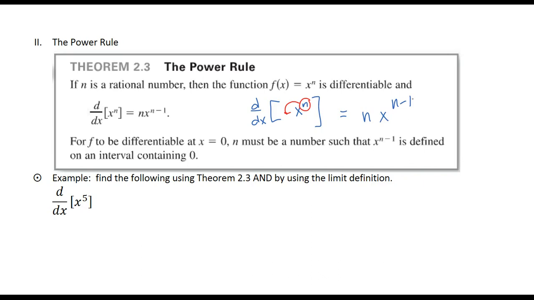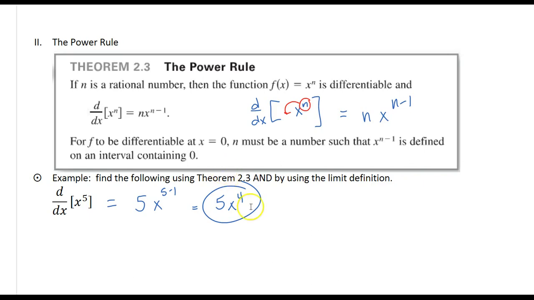So we're going to find the following derivatives using theorem 2.3 and by using the limit definition. The limit definition is not going to be as fun as you had hoped, so this will show you really quickly why these are nice formulas to know. So if I want to find the derivative with respect to x of x to the 5th, using the formula, my n is 5. So this is going to be 5x to the 5 minus 1, or 5x to the 4th, and you're done. That's all there is to it. Really straight, simple. That's theorem 2.3.